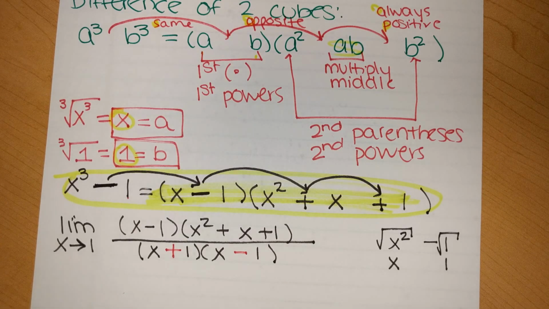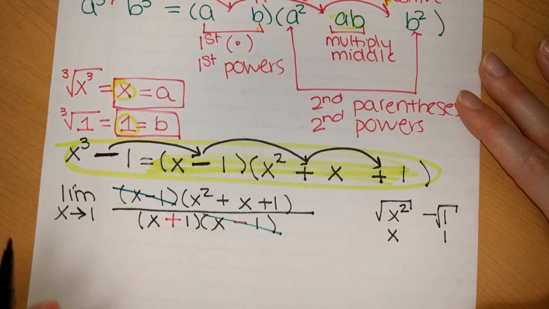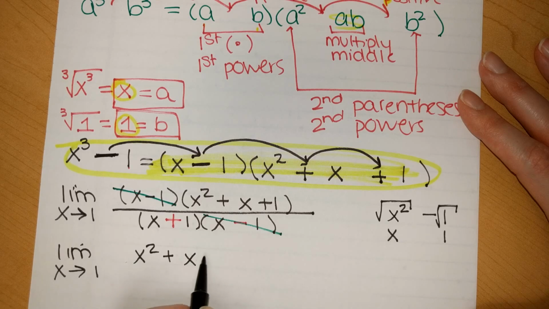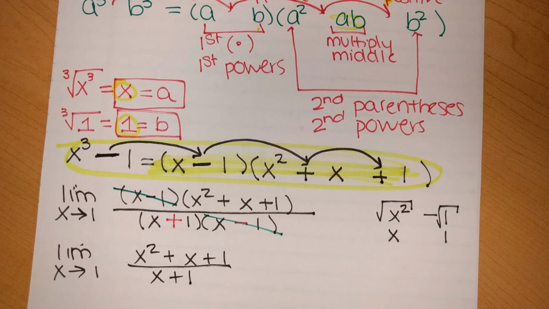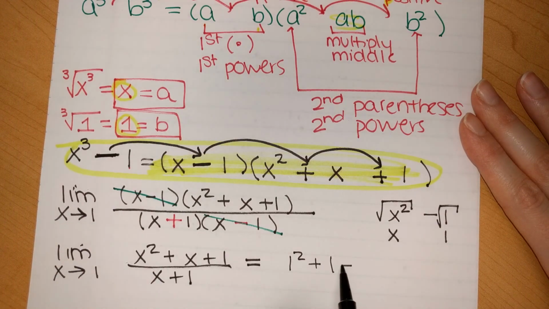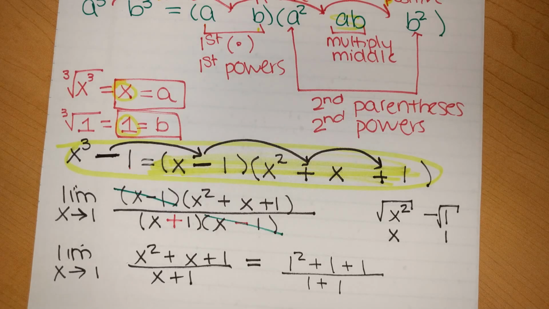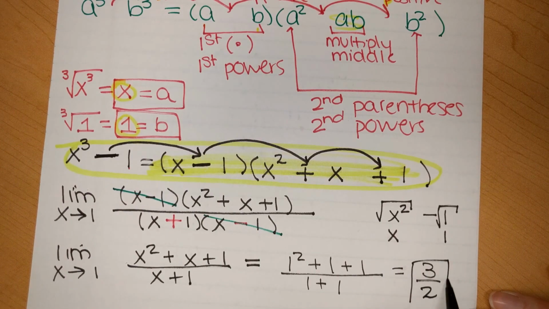And honestly, once the factorization is done, then we're home free because we see that these x minus 1's cross out and we have the limit as x goes to 1 of x squared plus x plus 1 over x plus 1. The problem, the hole that we had at x minus 1, that is now crossed out, and so we can plug in 1. So we get 1 squared plus 1 plus 1 over 1 plus 1. Again, when we plug in, we lose all the x's, so we lose the limit notation. And that gives us that our limit is 3/2.